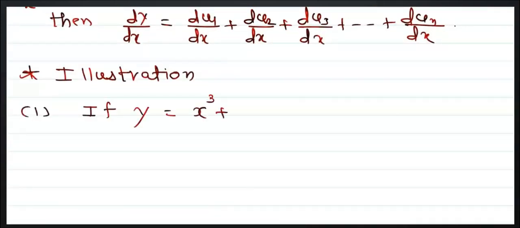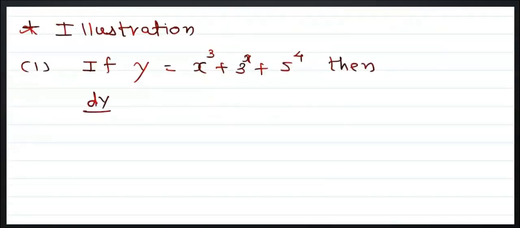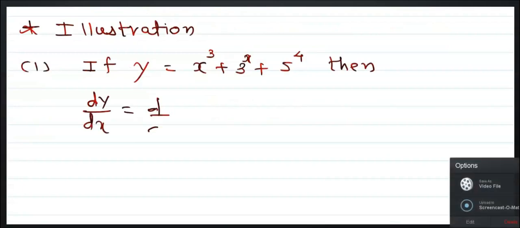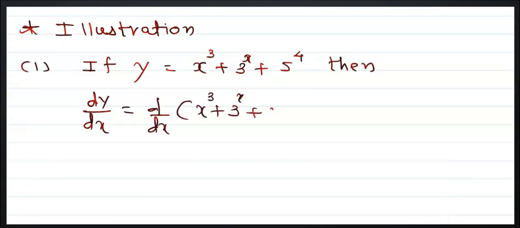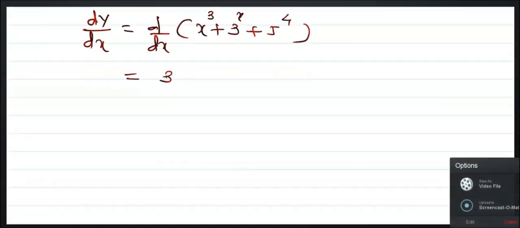First is if y is equals to x raised to 3 plus 3 raised to x plus 5 raised to 4, then dy by dx is equals to d by dx of x raised to 3 plus d by dx of 3 raised to x plus 5 raised to 4. आता x raised to 3 चा डेरिव्हेटिव्ह जर आपल्याला काढायचा असेल तर ही पॉवर पुढे घेणार 3 into x raised to 3 minus 1. Therefore 3x square, and derivative of 3 raised to x. मग कोणता फॉर्म असणार तो a raised to x, आणि a raised to x चा डेरिव्हेटिव्ह किती a raised to x into log of a.